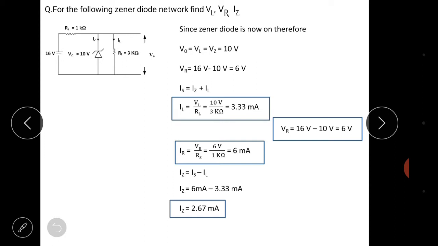Now we can calculate the Zener current IZ from the equation which is written above. We know that IS equals IZ plus IL. From this equation, IZ equals IS minus IL. So IZ equals 6 milliampere minus 3.33 milliampere, that is IZ equals 2.67 milliampere.